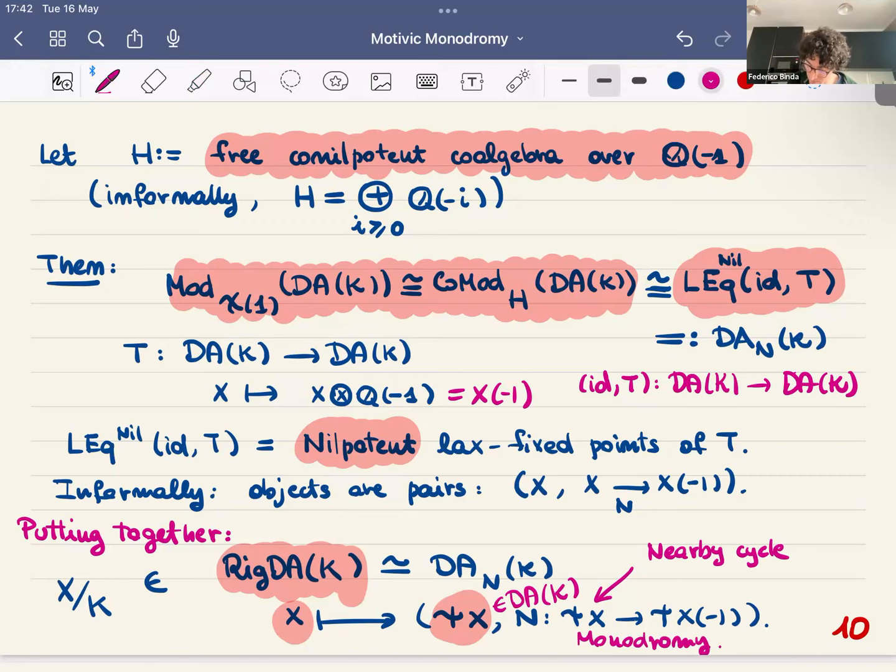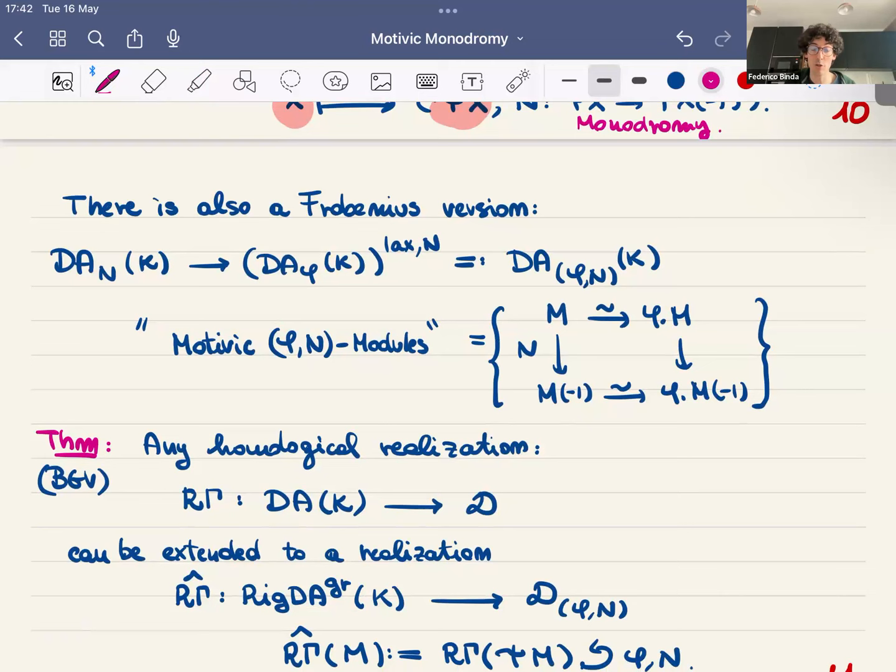Now, you can also produce a Frobenius version. Remember, I told you that motives over little k are canonically equipped with Frobenius. So you can perform the same operation on this dA phi k, where objects are a motive together with an equivalence of the motive twisted by the Frobenius action. And you eventually produce a category of what we call motivic phi-N modules. These are represented by squares like this. You have an object m in dA little k, you have your monodromy operator, you have the equivalence between m and its Frobenius twist, and the Frobenius and monodromy are compatible in the obvious way.